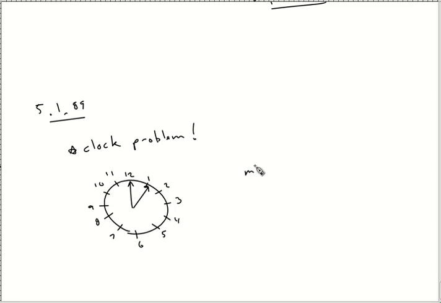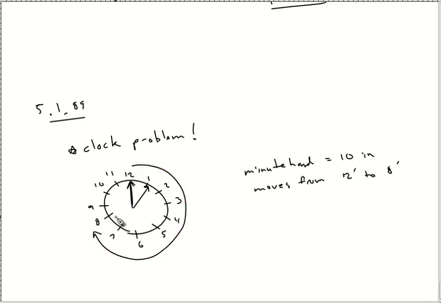It says that we have a minute hand that is 10 inches long, okay? And it says it moves that minute hand from the 12 o'clock position to the 8 o'clock position. And so you're just taking the minute hand, going from 12 all the way to 8 so that it looks like it's right here now. Okay, so that's what we're doing.